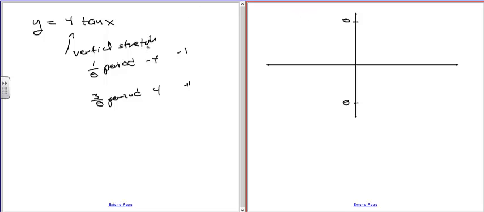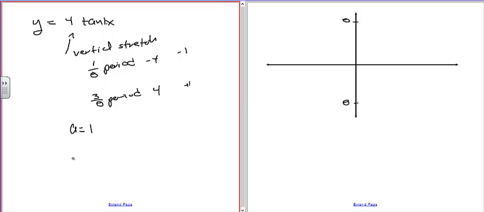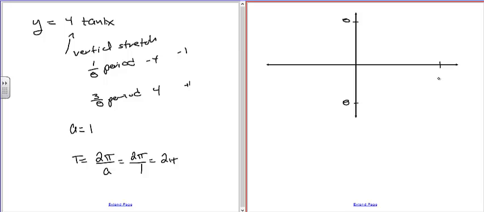Now the first thing we do is draw our vertical asymptotes. Well, first we mark one period to the right of the origin and one period to the left of the origin. The period is found the same way as for the other functions, using the multiplier in front of x. Here a is equal to 1, and therefore the period is 2 pi divided by a, or 2 pi divided by 1, or 2 pi. So we'll go plus 2 pi and minus 2 pi.